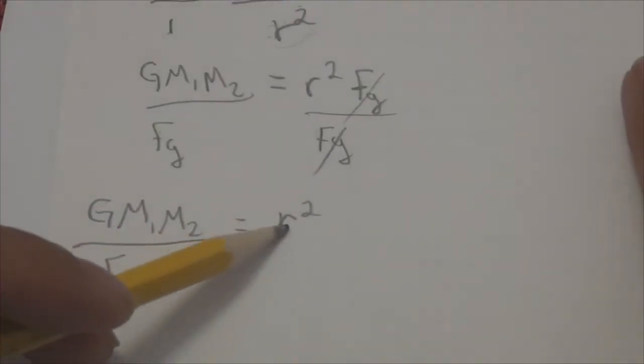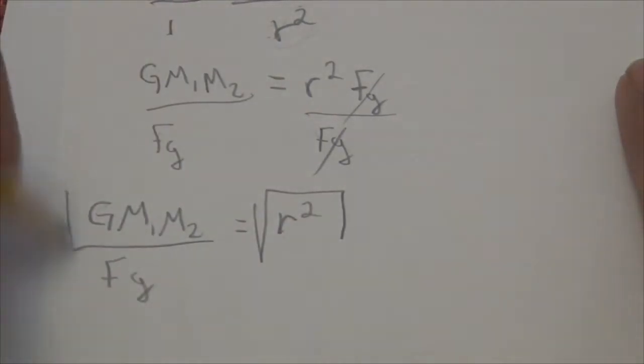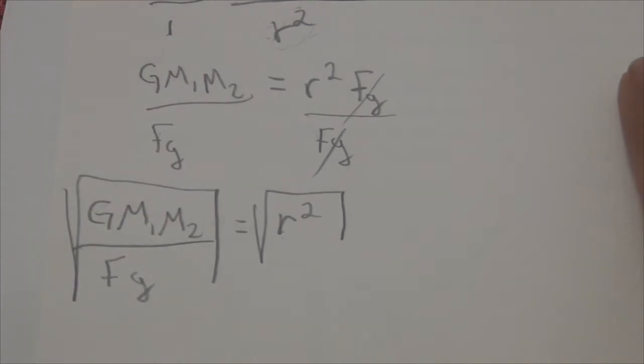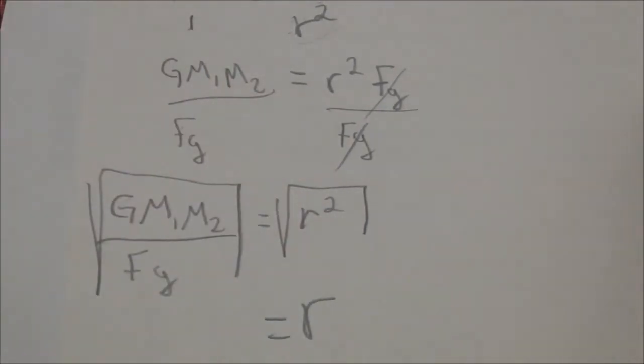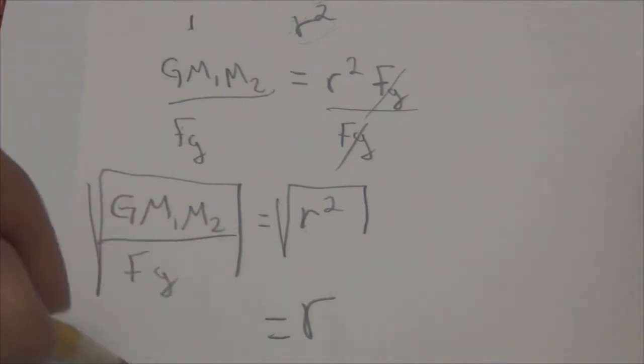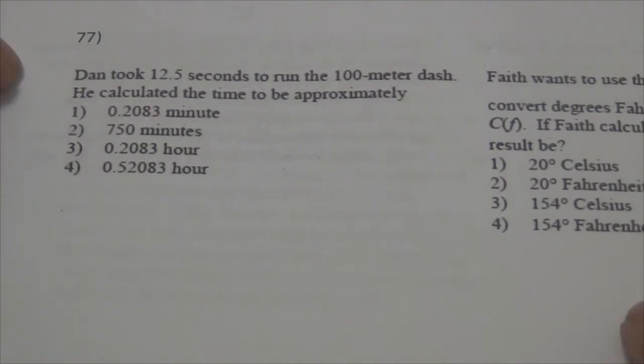And now, remember, you have r squared, but they want r. So take the square root. All right, so r equals, and then you rewrite this over here. Got it? Okay then, so let's do this question.